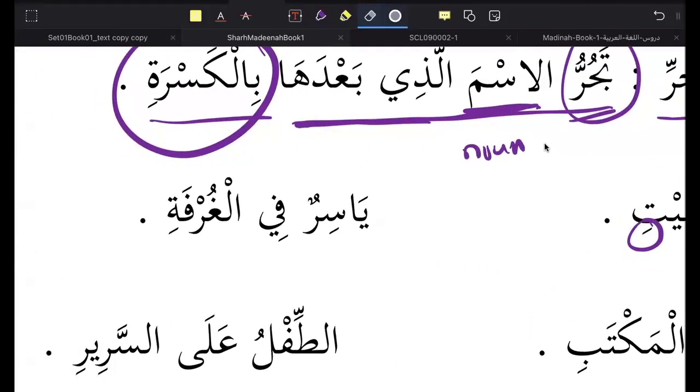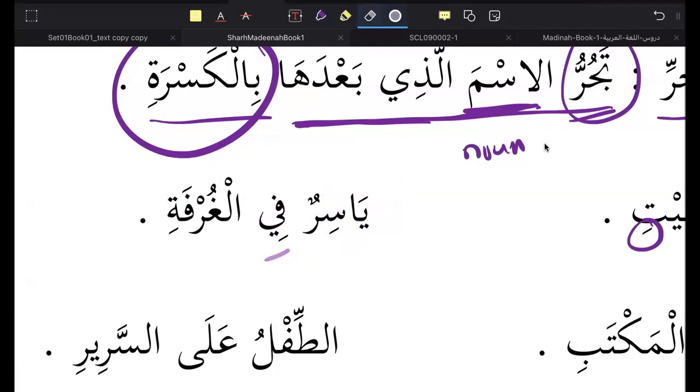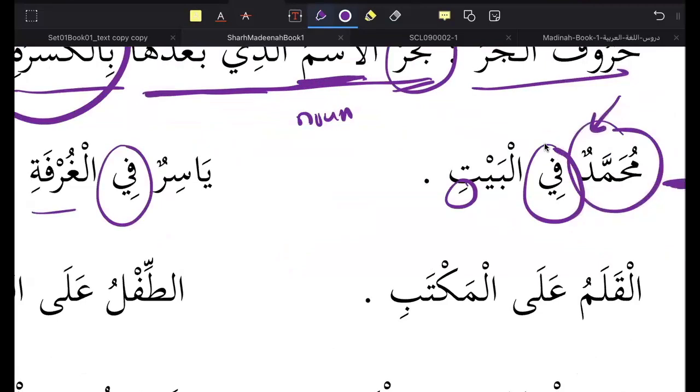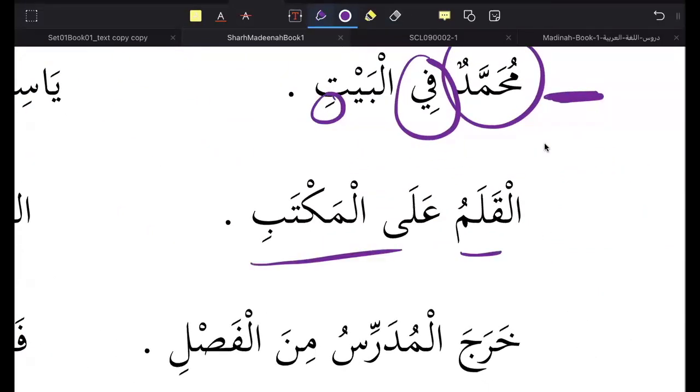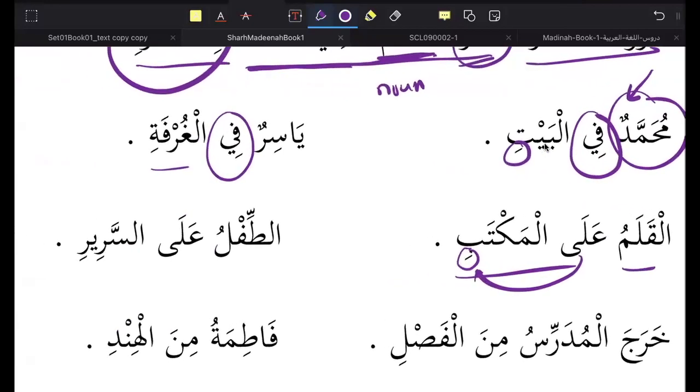Then we have Yasirun fil ghurfati. Okay, Yasir is a name. Fi al-ghurfatu, no, that was the word. If you remove fi, if you remove everything, you have to go back to your default, which is al-ghurfatu. But as soon as you put the preposition fi, we put a kasra: fil ghurfati. Al-qalamu ala al-maktabi. As you can see, this ala has an impact on the next word, which makes it a kasra.